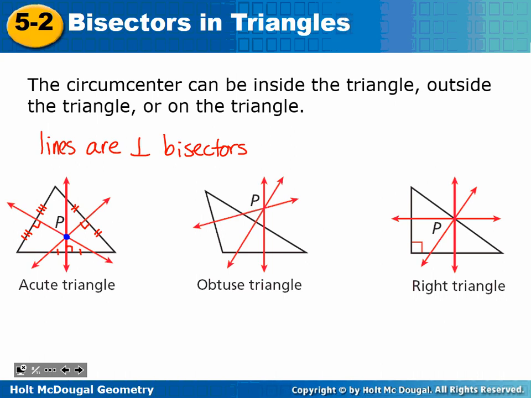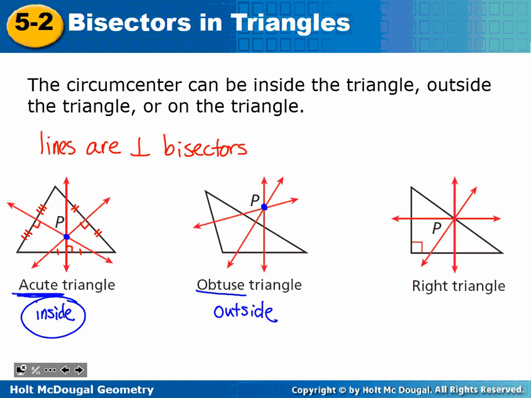Where is the circumcenter when the triangle is acute? Okay, it's inside. Not necessarily is it directly in the middle, but it is inside the triangle. You may have an always, sometimes, never question on your homework that asks you something about the circumcenter and an acute triangle. The circumcenter is always inside the triangle. Where is the circumcenter if your triangle is obtuse? Outside the triangle.